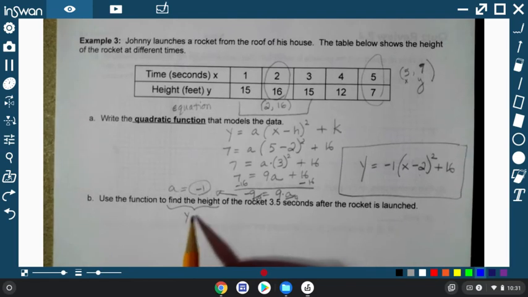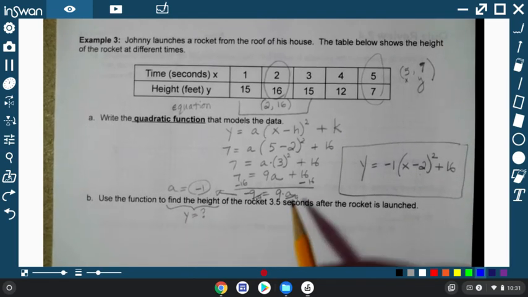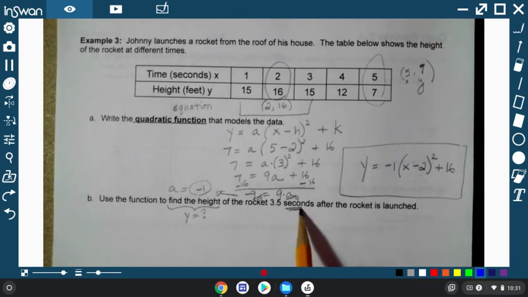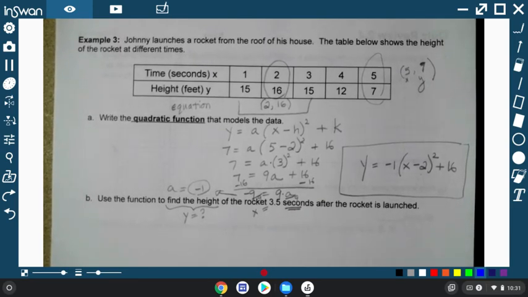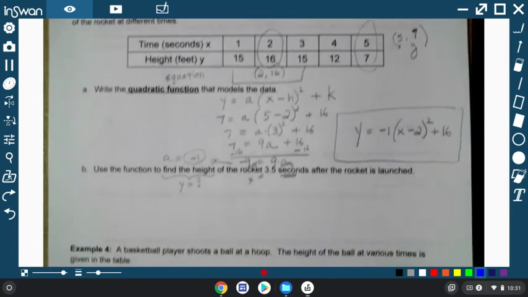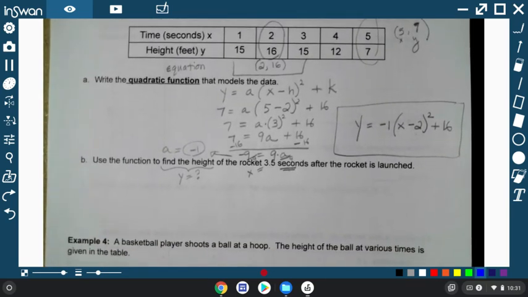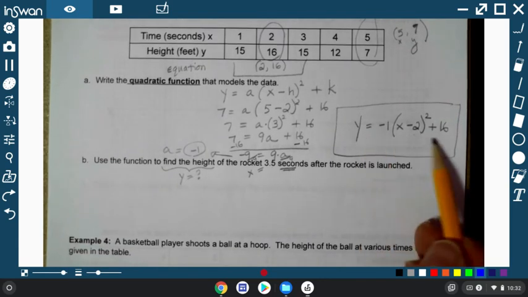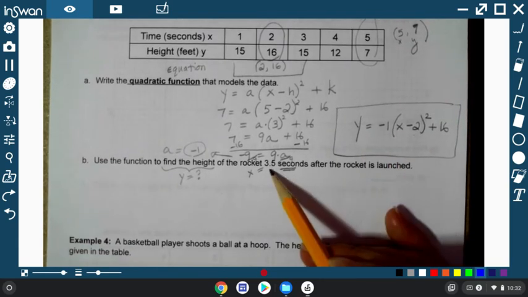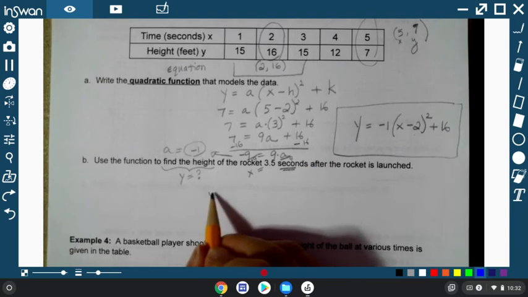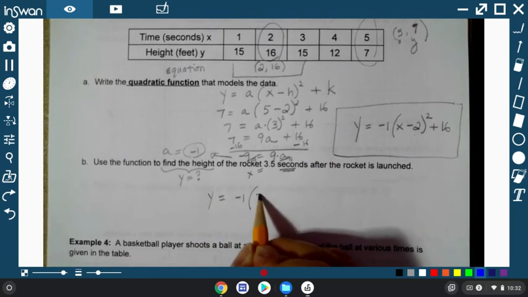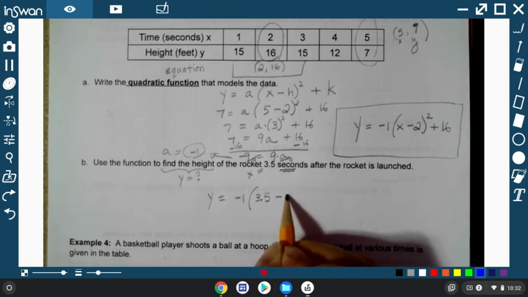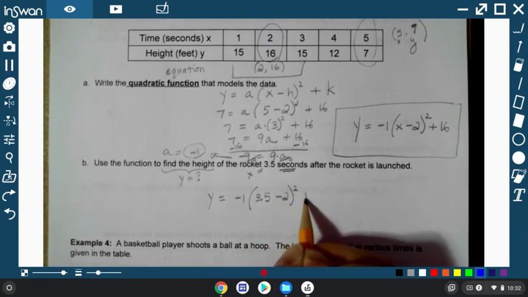So it says find the height. I don't know what y is, so that's my question mark. And it says 3.5 seconds, and seconds was time. That was my x. So they tell me what x is, and I need to work my magic to find out what y is. Okay, so into the equation it goes. I'm going to rewrite this, but instead of x, I'm going to replace it with 3.5. So y equals negative 1, right where x is, I'm going to put 3.5, minus 2 squared plus 16.